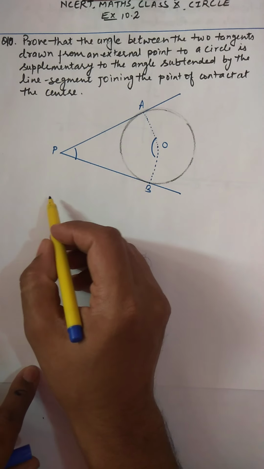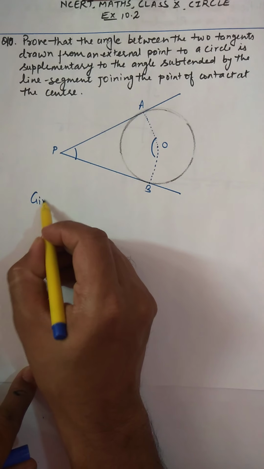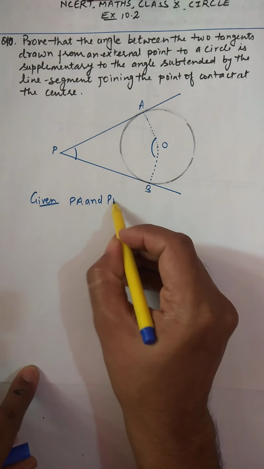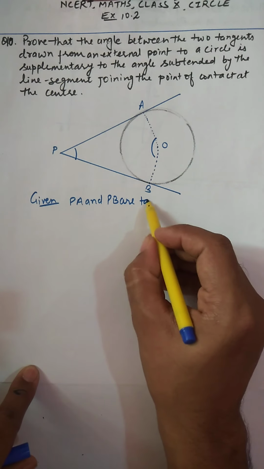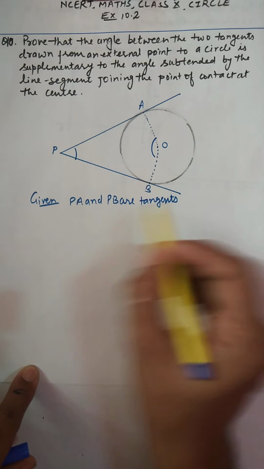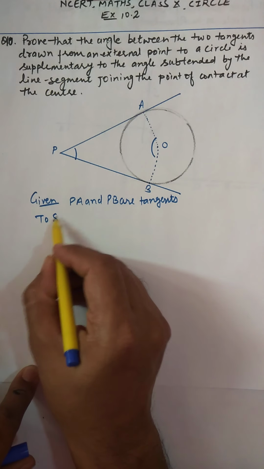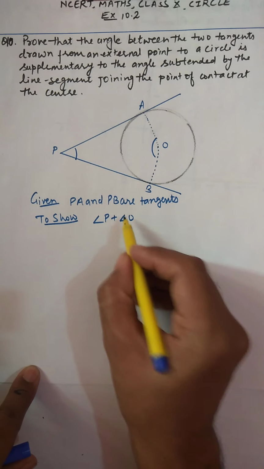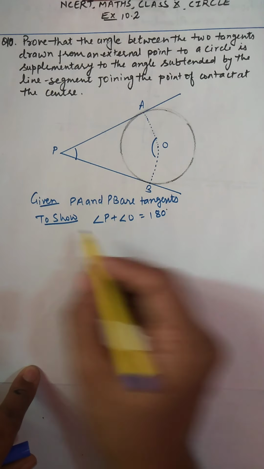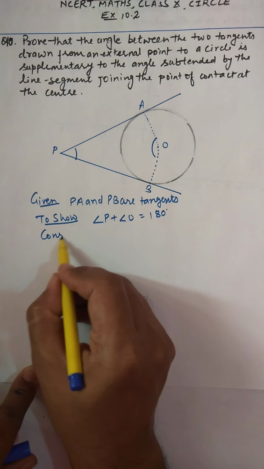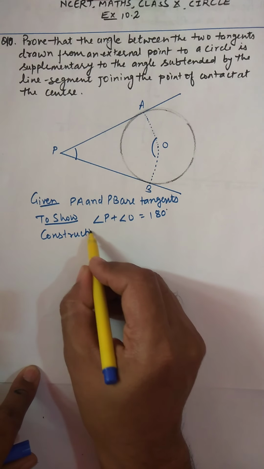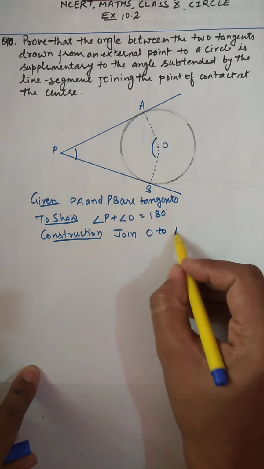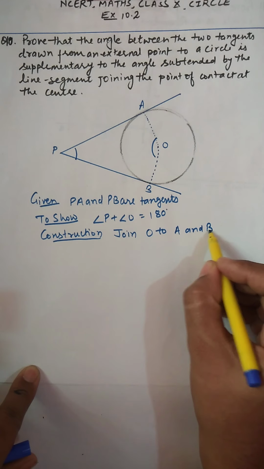So now we can start. First we'll write what is given to us. Given PA and PB are tangents, and to show, you have to show that angle P plus angle O is equal to 180 degrees. Now we have to do a small construction. Join O to A and B.